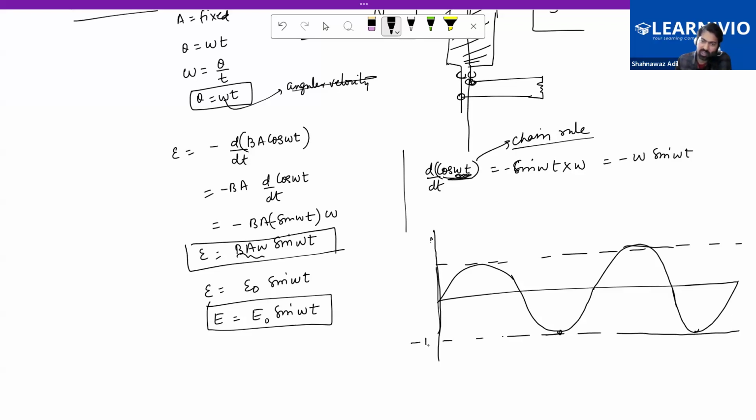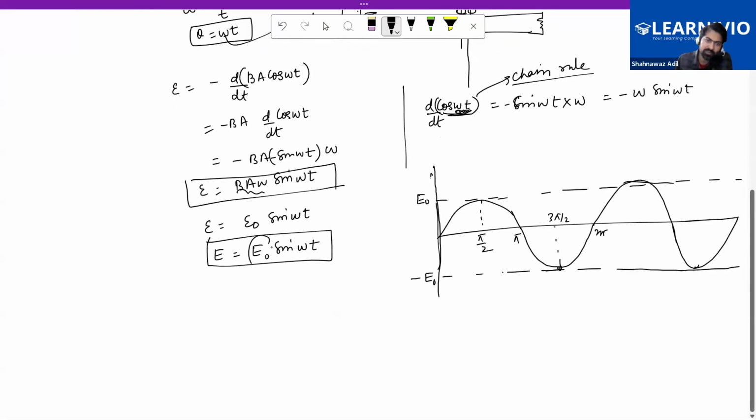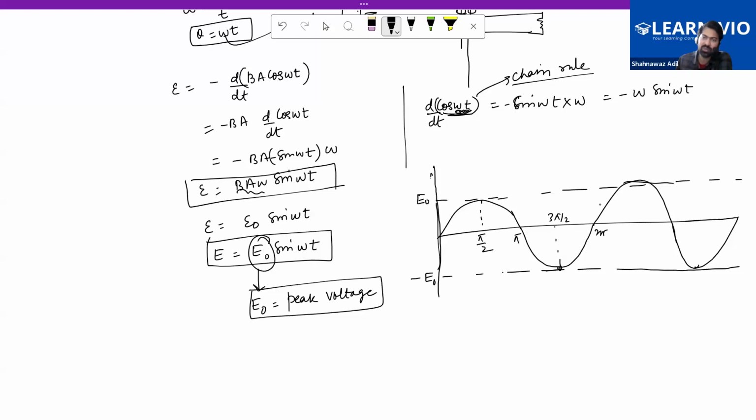So this is minus E naught and this is E naught. This is 0, this is pi by 2, this is pi, this is 3 pi by 2, this is 2 pi and so on. This is how the EMF is varying. And this E naught is called the peak voltage, because this is the maximum voltage that we have.